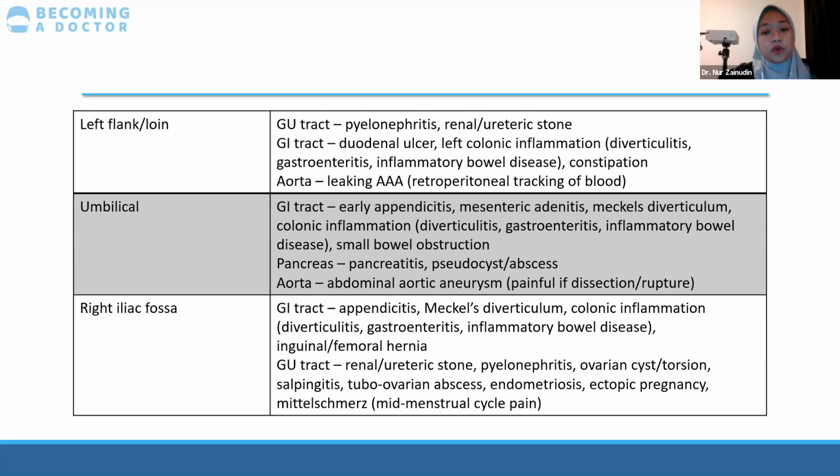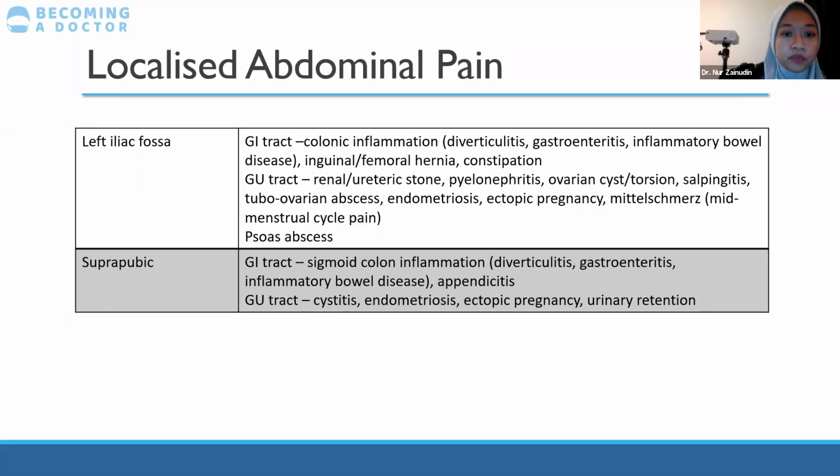Right iliac fossa is where appendicitis tends to present. Meckel's diverticulum is quite rare, so we won't really go into that. And into the groin, where you can get loin to groin pain with a renal or ureteric stone. And all of the gynae pathology as well, so ectopic pregnancies, ovarian cysts or torsions, and so on. And that's just the same again for the left, basically similar to the right.